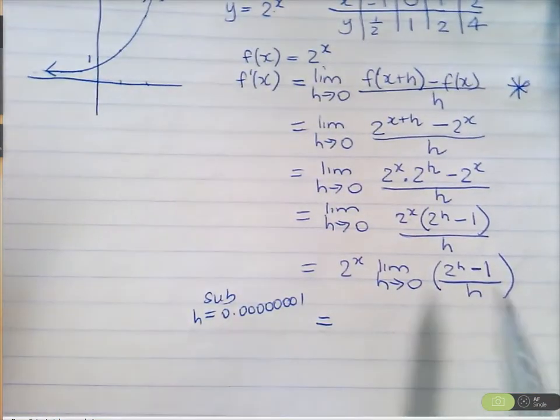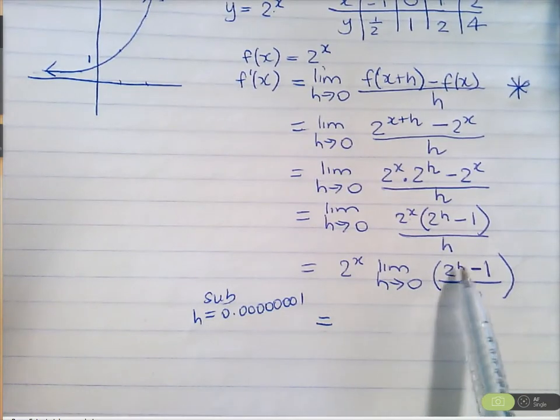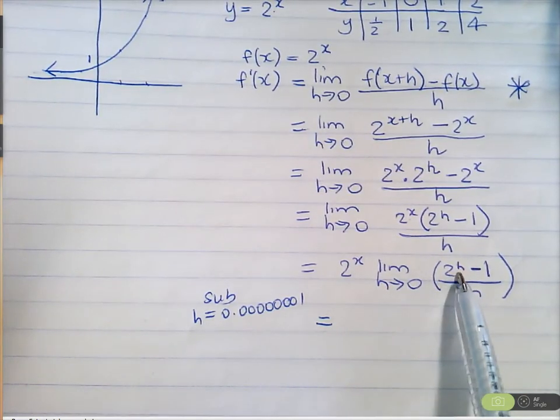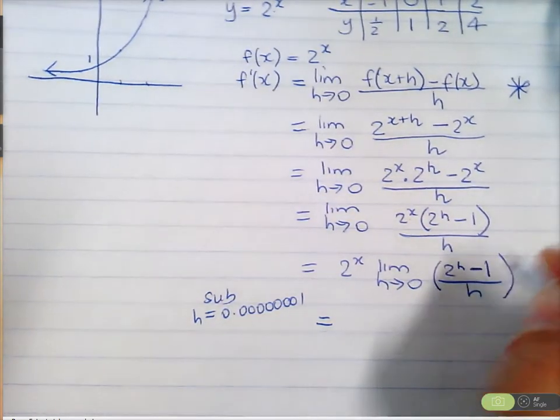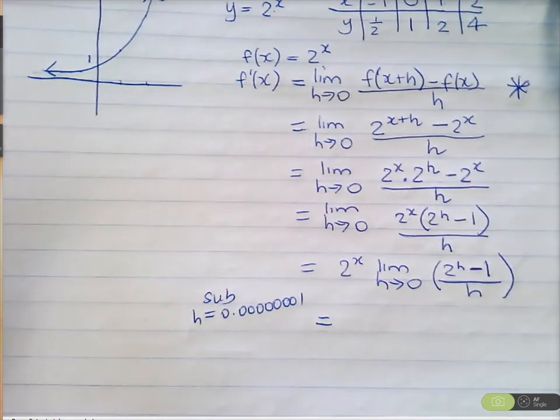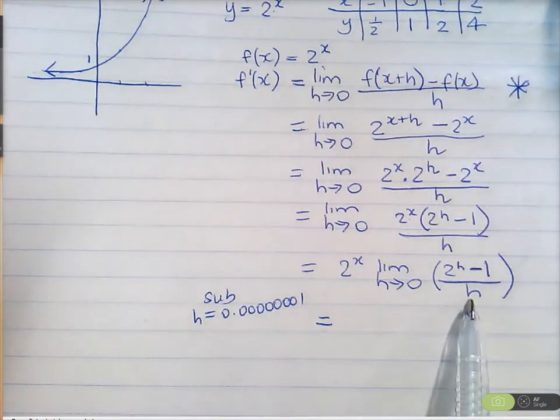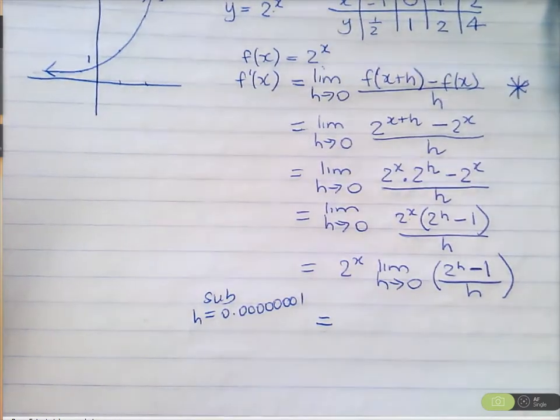that expression. So you've got to go 2 to the 0.0000001, 7 zeros with a 1 on the end. Then minus 1, make sure it's a big minus 1, not a power. Make sure that minus 1 is not a power. Get an answer and divide it by 0.0000001, 7 zeros with a 1.